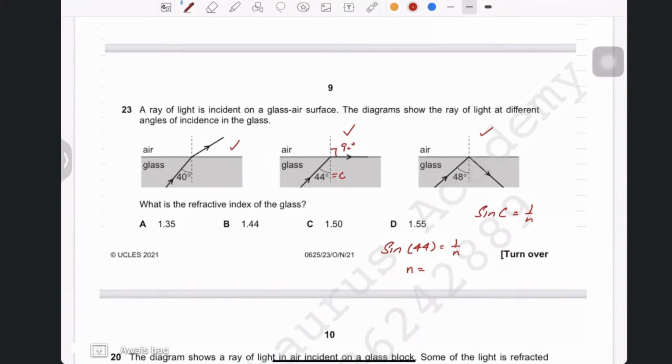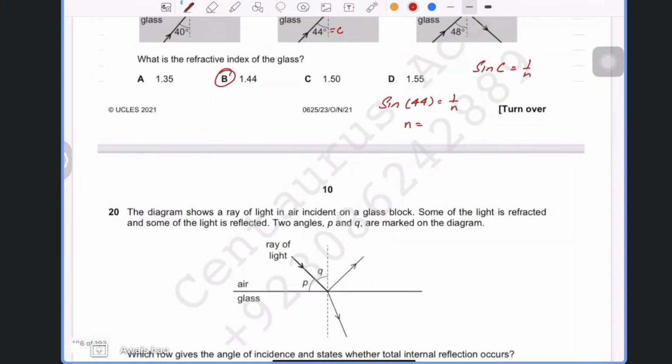It's B. Okay, very nice. B then. All right. So this is very simple. You just need to use critical angle in this.